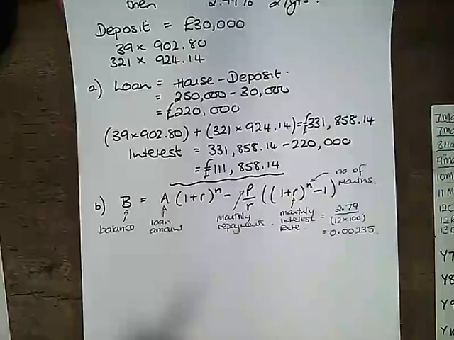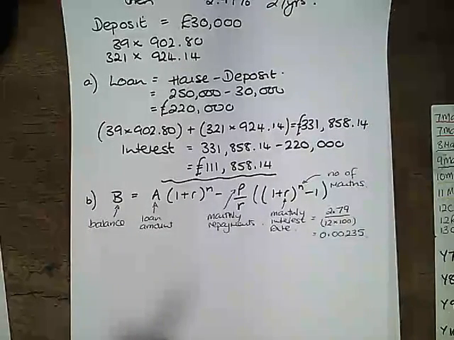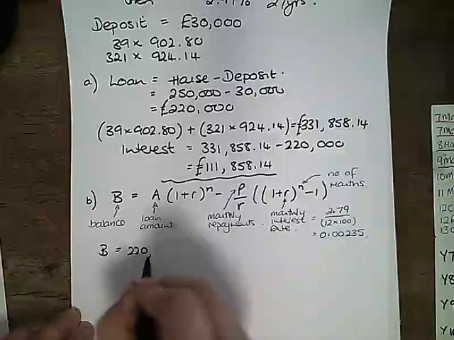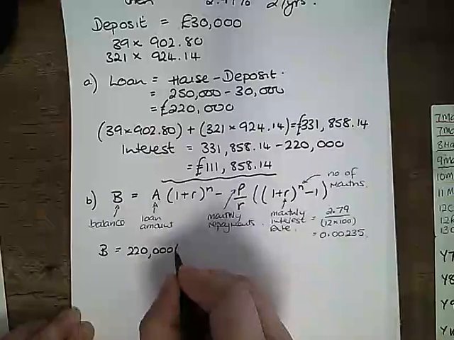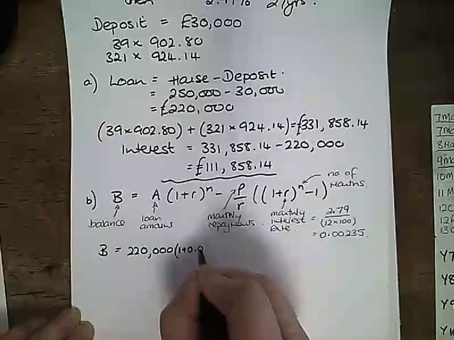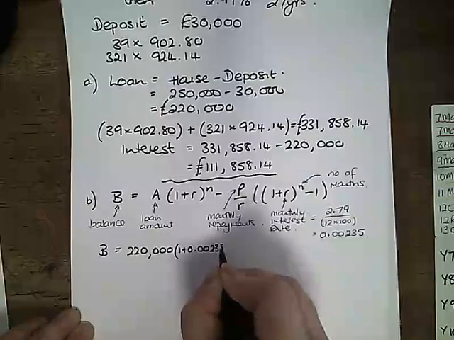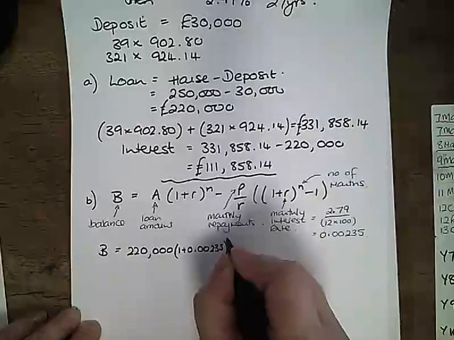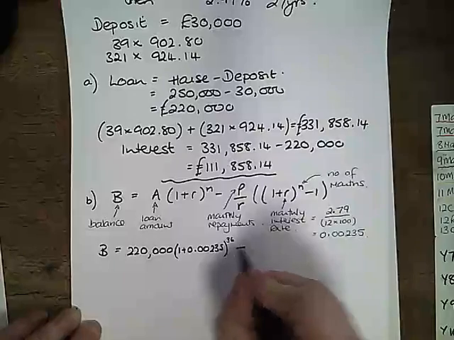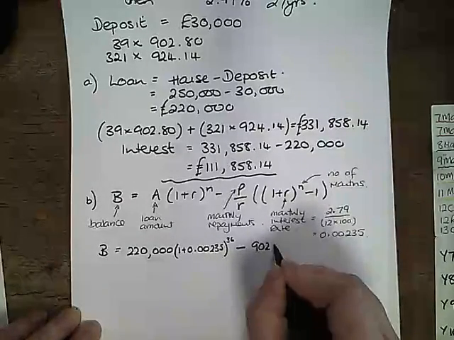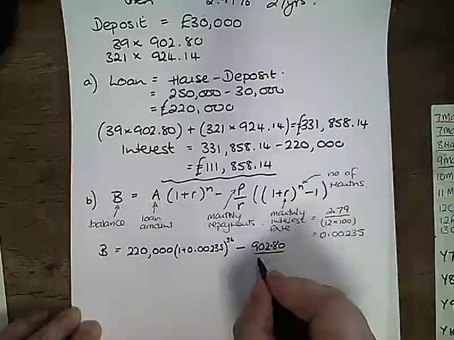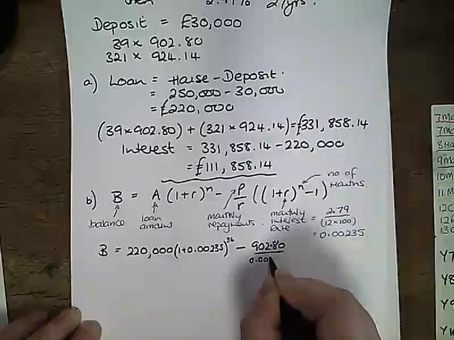Then I would substitute all the values we have into this calculation and then pop it all in my calculator. Okay, so doing that, the balance outstanding is equal to 220,000, that's the loan amount. I'm going to times it by 1 plus 0.00235. That's to the power of 36, because I'm making 36 payments, 3 times 12. And I'm going to subtract my monthly amount, 902.80, over my monthly interest rate, which is 0.0023.